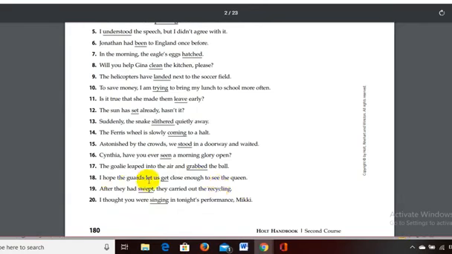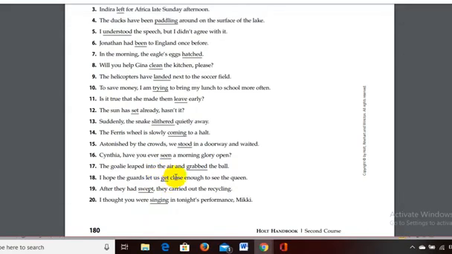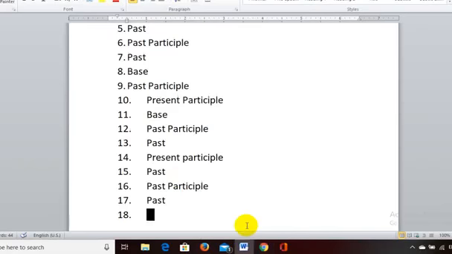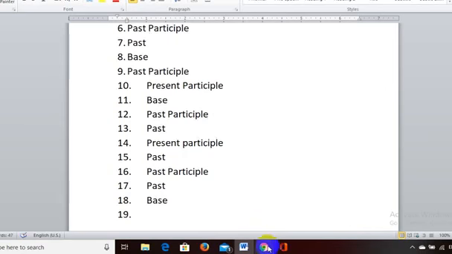I hope the guards let us get close enough to see the queen. Get. So get here is in which form? It's in its what? Base form, right? So we're going to write over here, base. Excellent. Number 19.